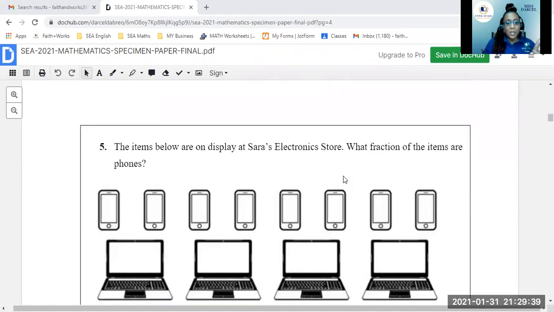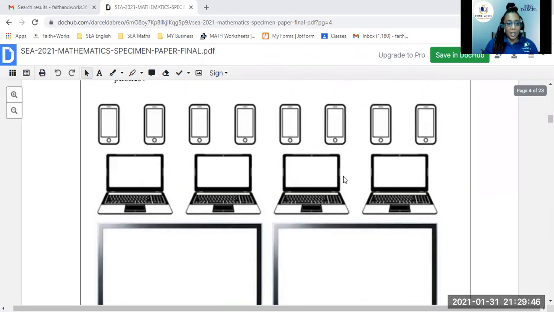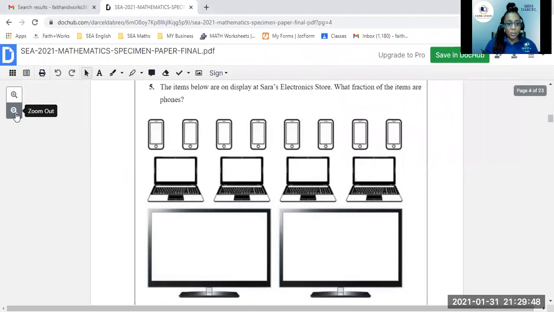The items below on display are at Sarah's electronics store. What fraction of the items are phones? Zoom out a little bit. All right.